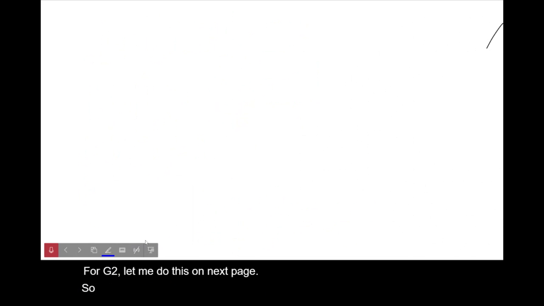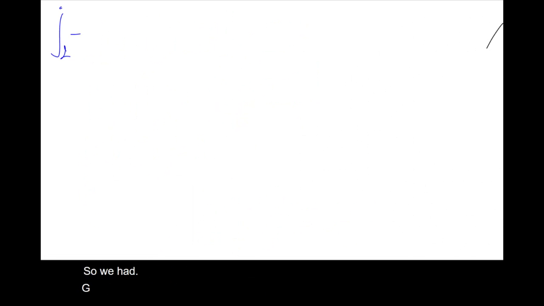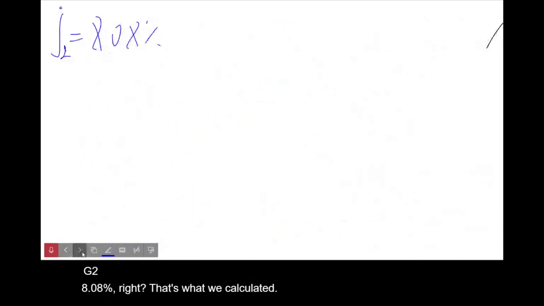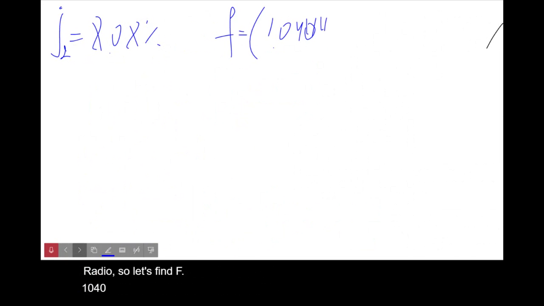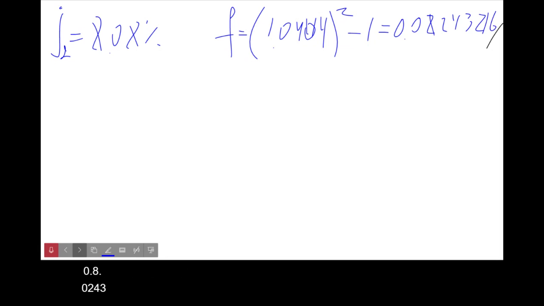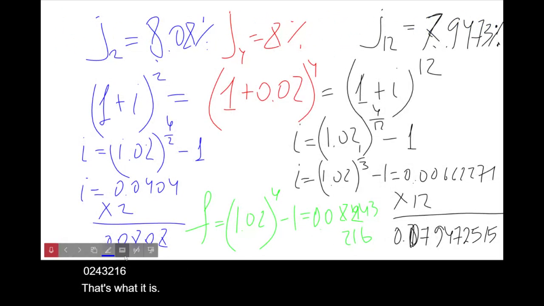So we had J2, 8.08%, right? That's what we calculated right there. So let's find F. 1.0404 to the power of 4 squared minus 1. So let's see. 0.80243216. That's what it is. Right there.